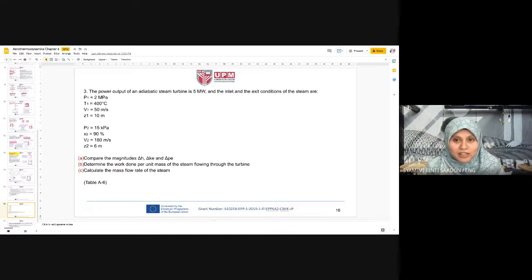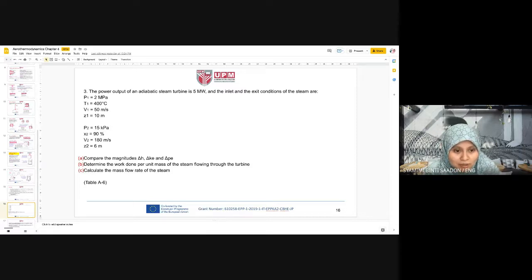So now we know the location of point 1 and point 2. We approximate the location. So now how to start? First compare the magnitude of delta H, delta KE, kinetic energy, and potential energy. I think kinetic energy and potential energy are quite direct because we have altitude and we have velocity. So we start with enthalpy first. The enthalpy is the one that we have to calculate and look up in the table. So how to calculate enthalpy?